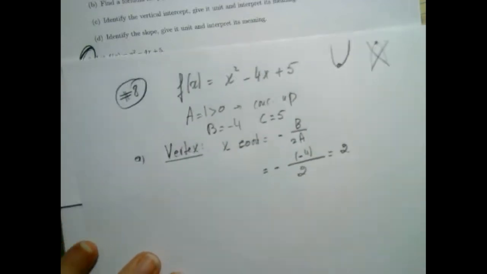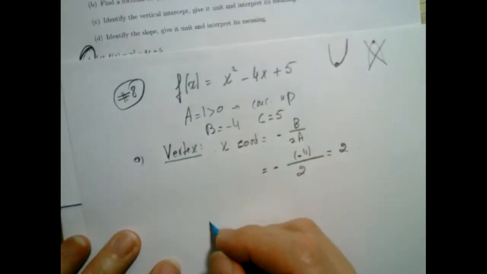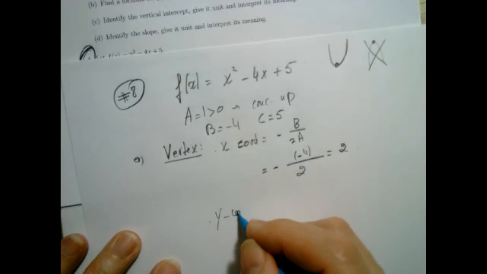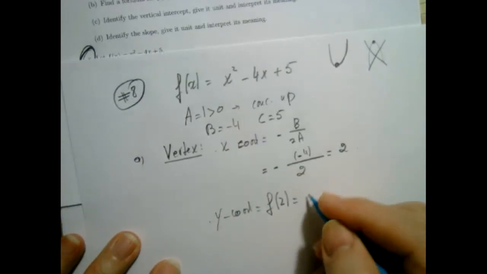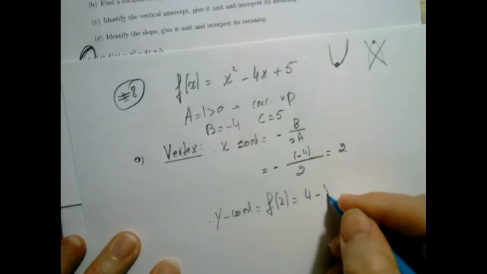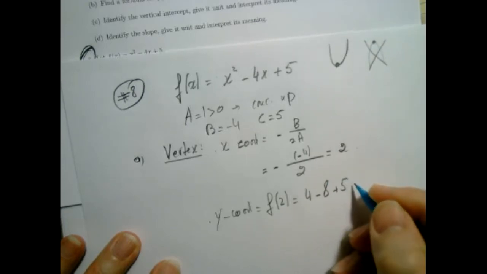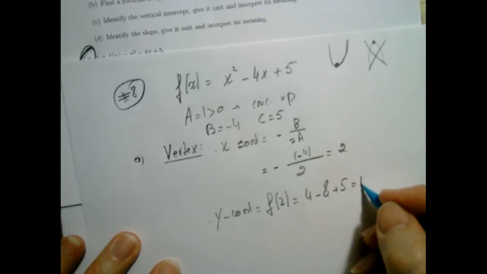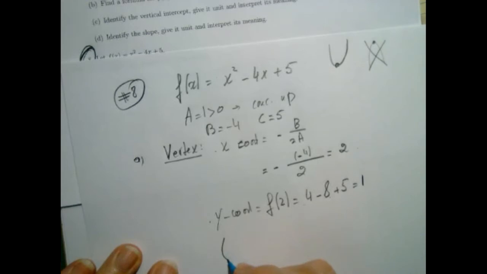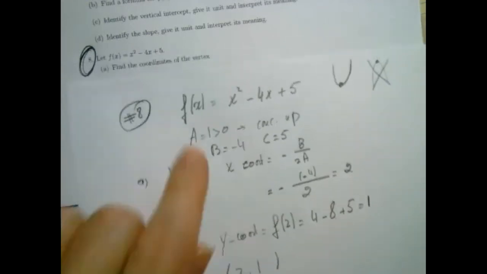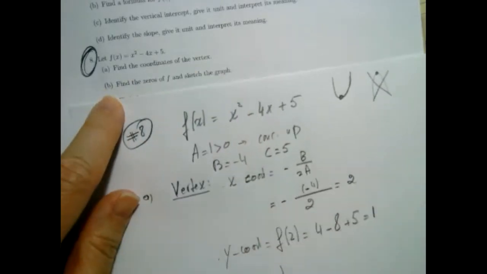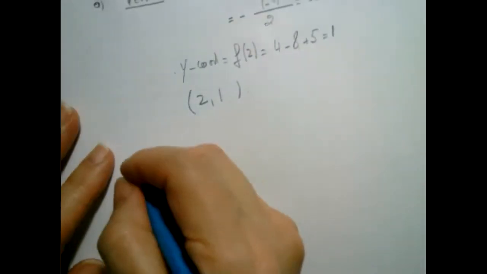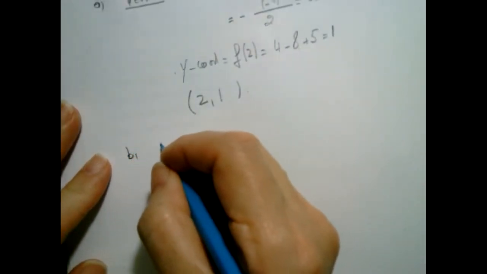So it is minus minus 4 over 2, which gives me a 2. That's the x coordinate. For the y coordinate of the vertex, you plug in 2 in the equation, which gives me 4 minus 8 plus 5, which is minus 4 plus 5, which gives me 1. So the vertex has coordinates (2, 1). Then B: find the zeros. What does the zeros mean?